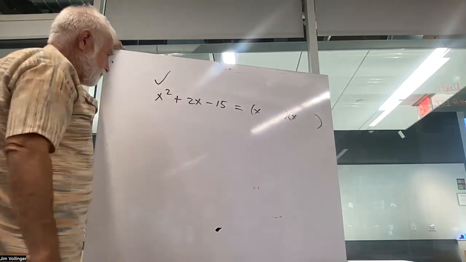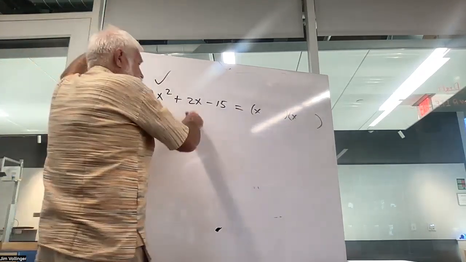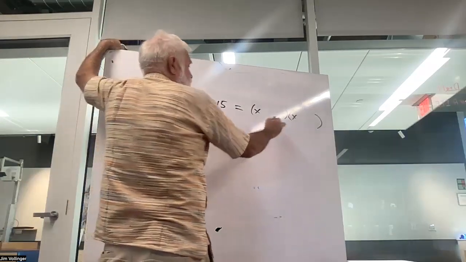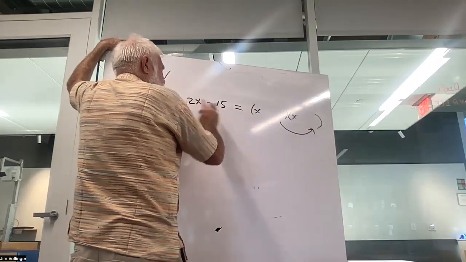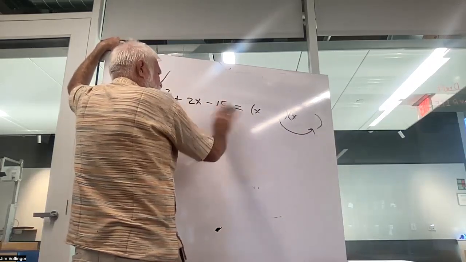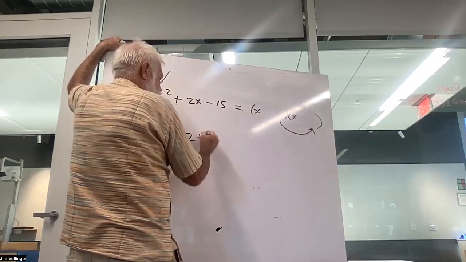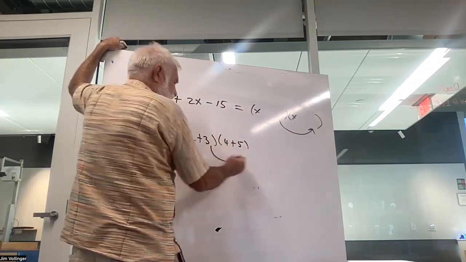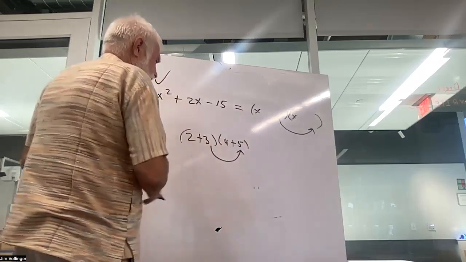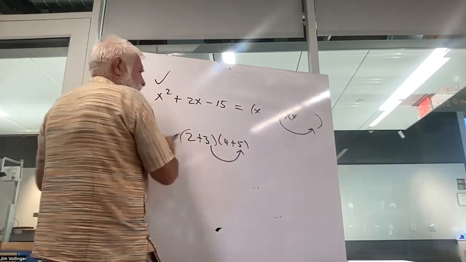Now there's a pattern here. What you'll find is we have to get something times something to get us that last term. That's what I did in the last problem to get the last term: 2 plus 3 times 4 plus 5. We just keep saying it. But that's the last thing I did, was multiply that times that.